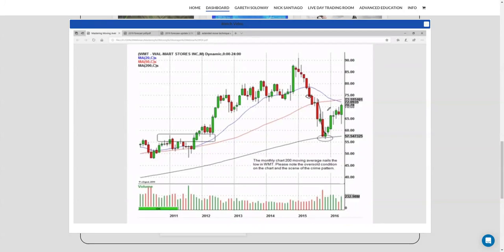Now, is this 200 MA major or minor? Major. Yeah, that's major. Can you take that trade based on what we're seeing here? Just trying to draw it straight, right? Absolutely, scene of the crime. Yep. 200, scene of the crime, major 200. Excellent. Well done.